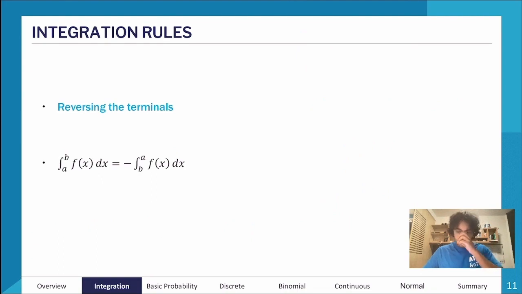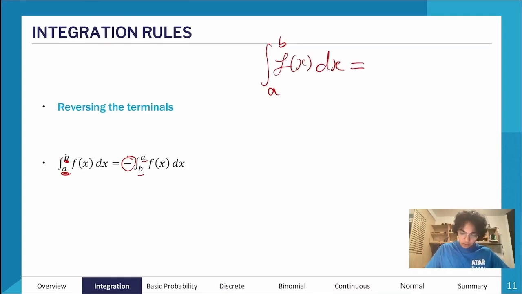Okay, another cool rule is that we can reverse a terminal, right? So if I'm taking an integral from a to b, so the starting value is a and then we're ending up at b, that's the same as taking an integral from b to a, but with a negative out the front. How can I show this? It's all to do with the fundamental theorem of calculus again. So a to b of f of x, like I said earlier, is equal to capital F of b minus capital F of a, right?